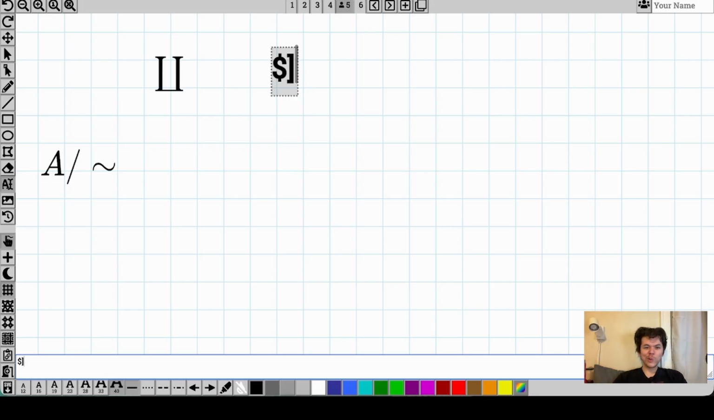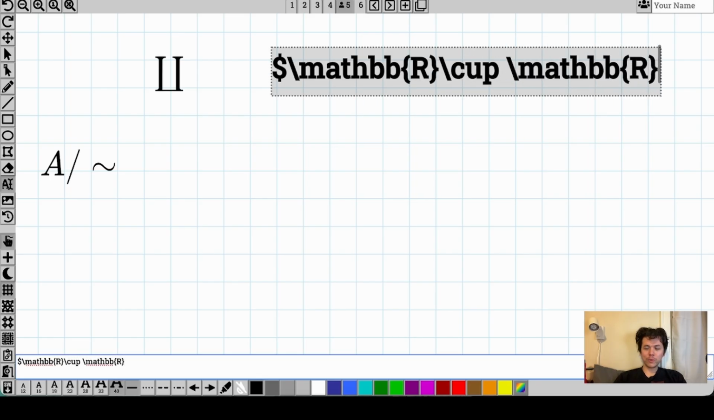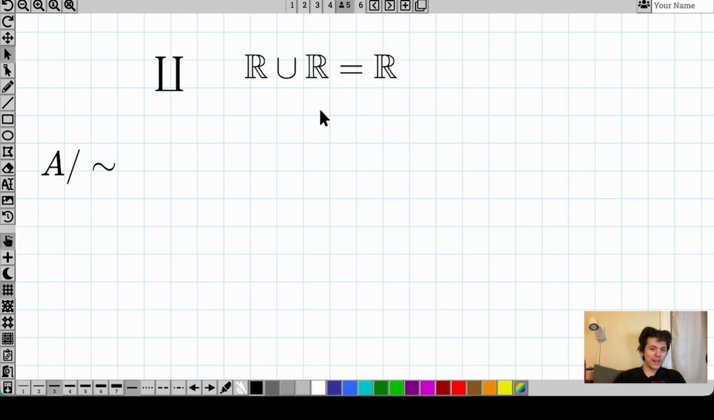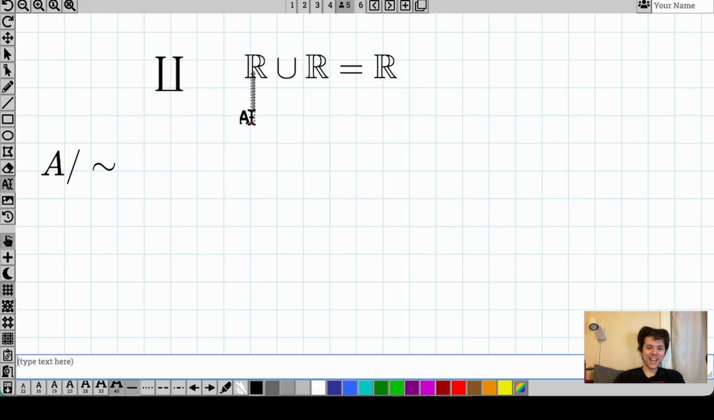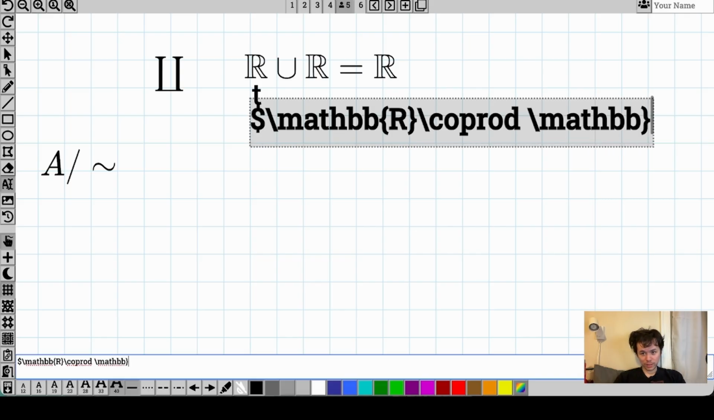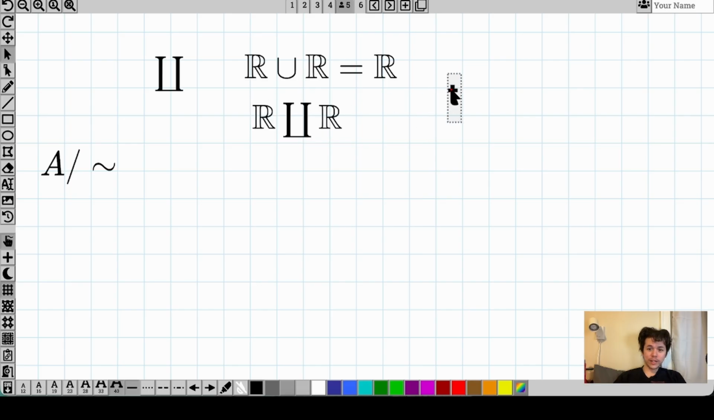For example, we're using the real numbers. If I do the union of R with itself, what do I get? Well, I get the real numbers back, because if you take the union of any set with itself, you get the same set back. But what if I take instead the disjoint union? The coproduct is the symbol. What does this look like? Even though these guys have a sizable intersection, we're treating them like they are disjoint.